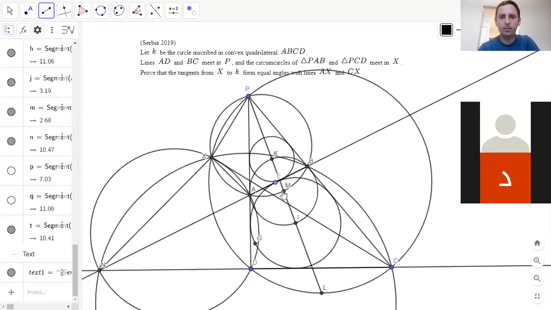So M is the midpoint of IK. I forgot that. M is the center of this circle. M is the center of what? M is the center of this circle through A, K, B, and I. Okay.